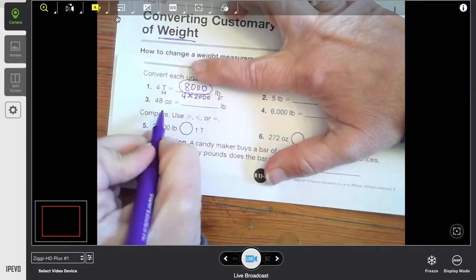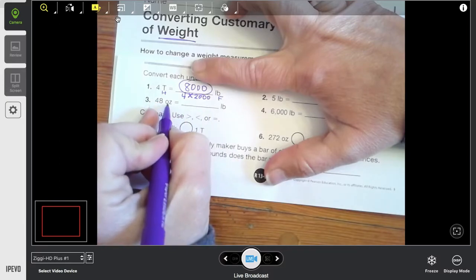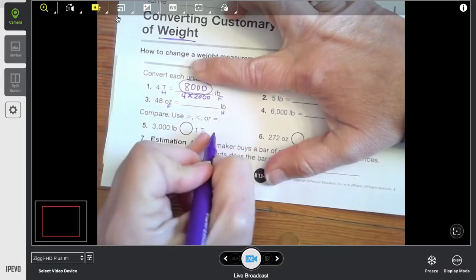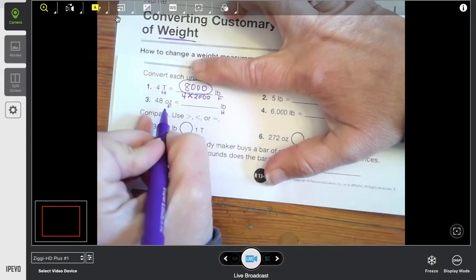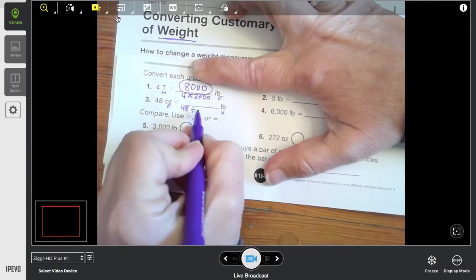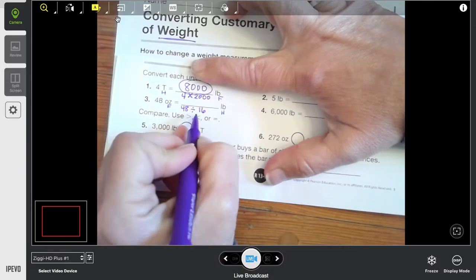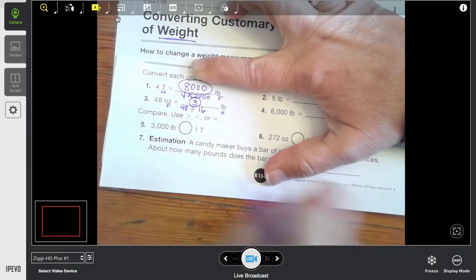Ounces to pounds. 48 ounces is how many pounds? An ounce is smaller than a pound, so that's our fly. Pound is our horse. Because I can put ounces inside the pound, I know it's smaller. 48 ounces, fly to horse, divide, of course, divided by 16. And 16 goes into 48 3 times.